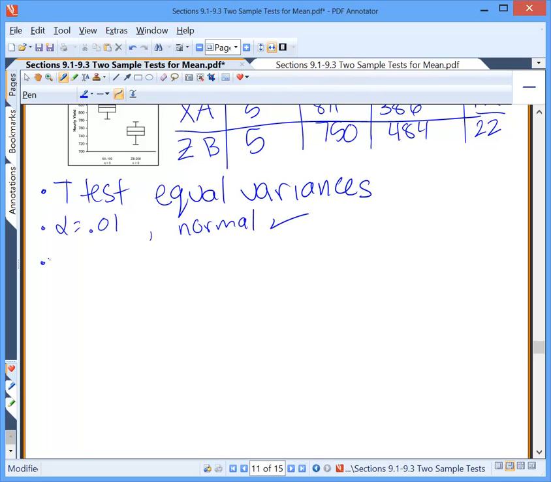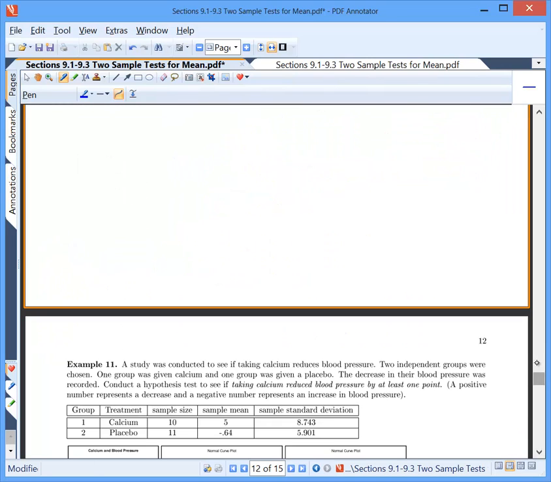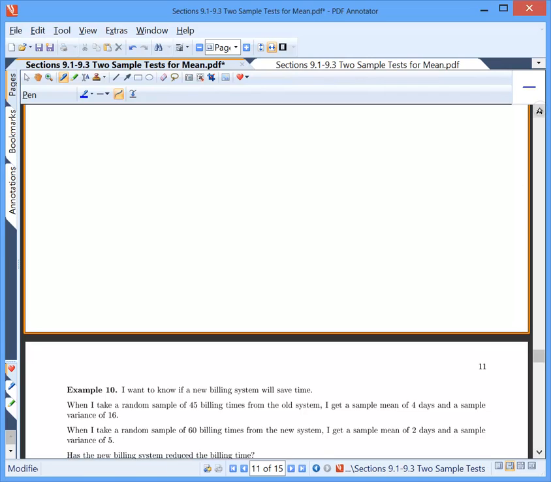So the next thing I actually need is my null and alternative hypotheses. The null hypothesis will be that the mean for XA equals the mean for ZB. So the status quo is that they're equal. The alternative is that the mean for XA is not equal to the mean for ZB, because in the problem statement they just said, do they have different population means? It didn't say which one was greater than or less than. So it's a t-test with equal variances.